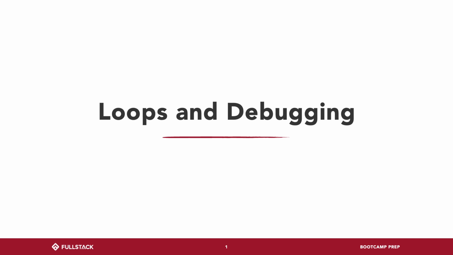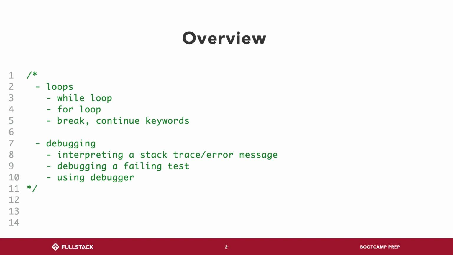Okay, so in this lecture, we will talk about loops, we'll talk about while, for, and the break and continue keywords. And then I will talk to you about interpreting a stack trace error message, debugging a failing test, and using debugging. We won't really go into this that much, because I think it's a little bit too much for today's lecture. But after this, I'm actually going to walk through with you the first problem of the workshop, and I will show it to you in CodePen. I think that's more beneficial than looking at this. And I'll show you how to interpret error messages and stuff.